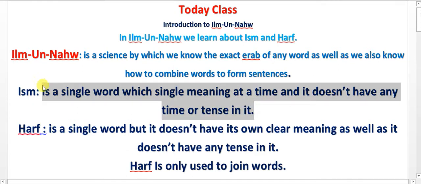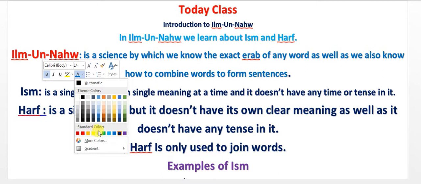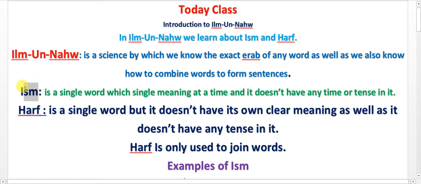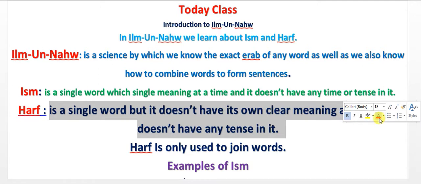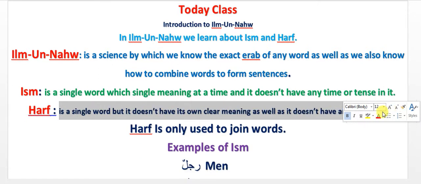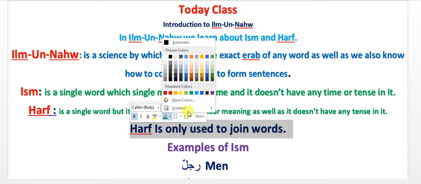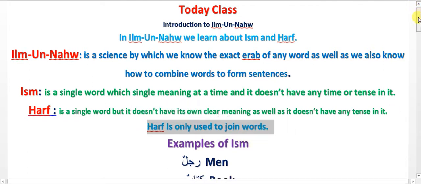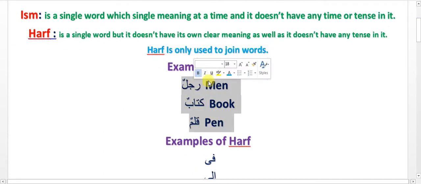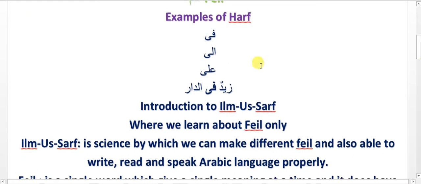Now what is ism? Ism is a single word which gives a single meaning at a time, and it doesn't have any tense in its meaning. Then we have what is harf. Harf is a single word which doesn't have its own clear meaning, as well as it doesn't have any time period in its meaning. Harf is only used to join sentences. Now we have examples of ism. Then we have examples of harf.